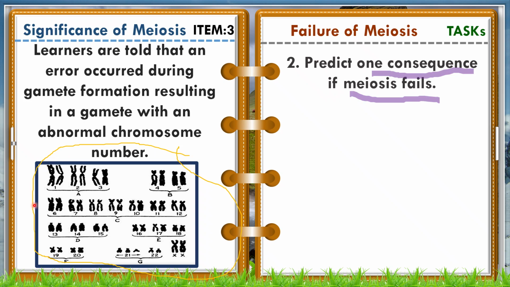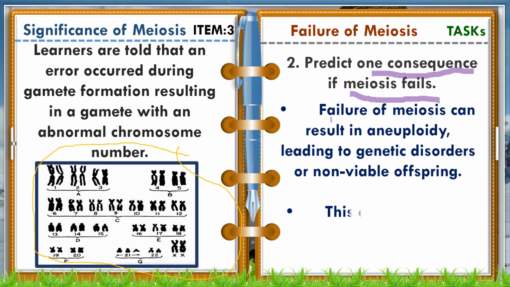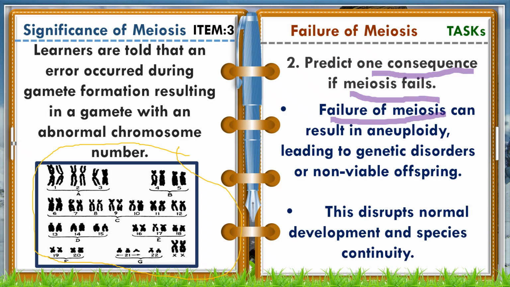Now, if this is the chromosome representation of a cell, what consequence is likely to take place? Here we say failure of meiosis can result in what we call aneuploidy, leading to genetic disorders or non-viable offspring. So this whole condition is called aneuploidy.